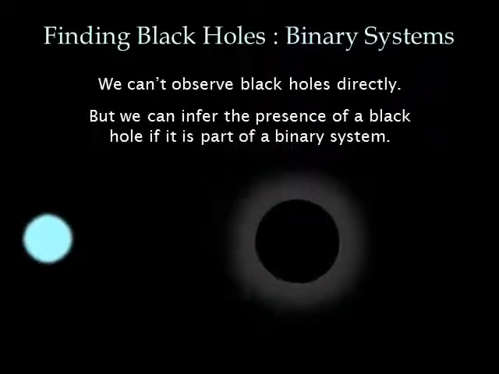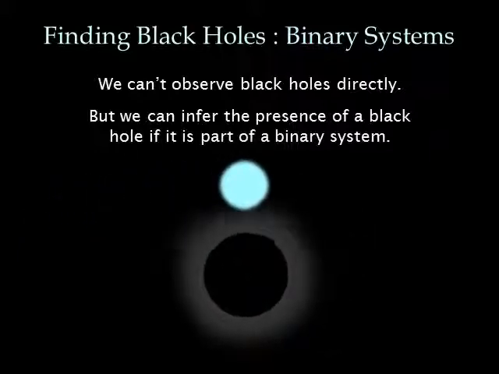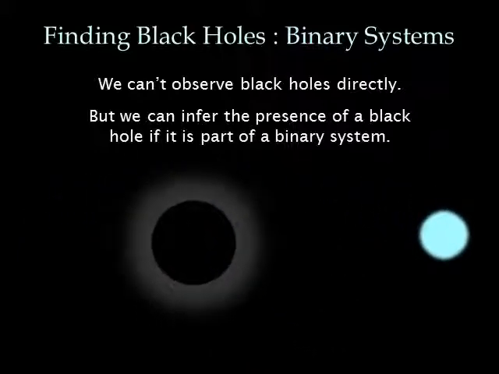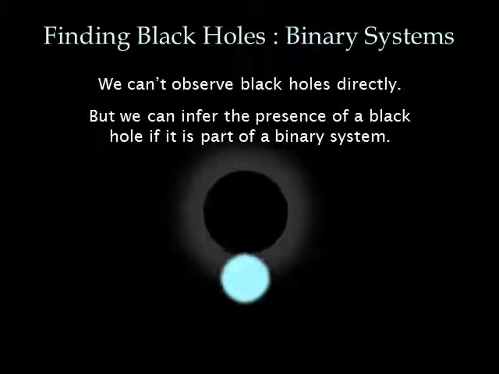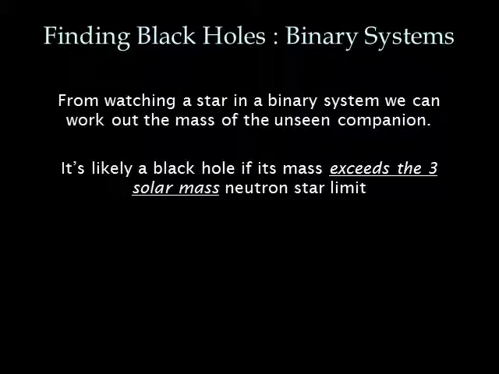We can't observe black holes directly, but we can infer the presence of a black hole if it is part of a binary system. If we see a star orbiting something that we can't see, we can work out the possible mass of the objects using Newton's generalization of Kepler's laws. If the mass of the unseen companion exceeds the 3 solar mass neutron star limit, it's possible we have ourselves a black hole.